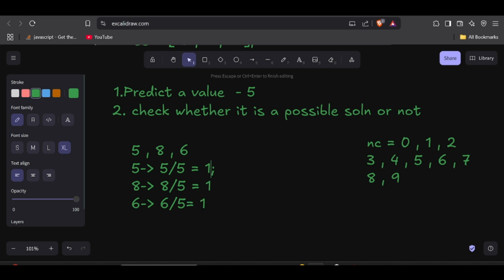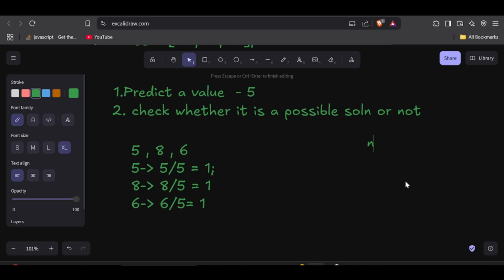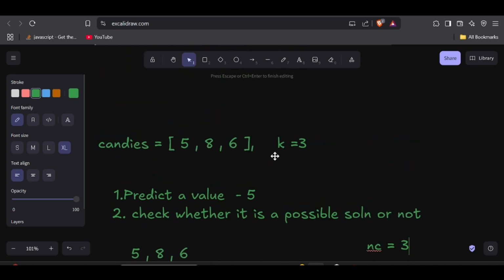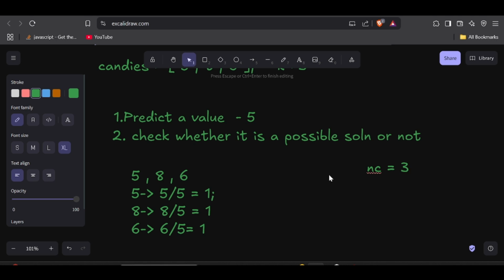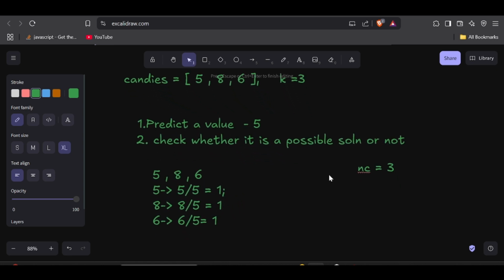So just add them up. 1 plus 1 plus 1, that is 3. So in this case, my NC will be equals to 3. Is 3 equals to or greater than K? Yes, it is. So yes, it can be also my possible solution, and I will be checking all the solutions. Whatever will be maximum, I will say it is my final solution.